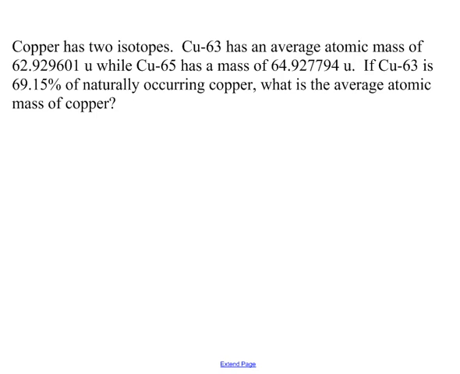So our weighted average better be closer to 63 than 65, because more than half of all copper is copper 63. So it shouldn't be 64. It should be closer to 63 than 65. Okay, we know that. Why are those numbers big decimals?